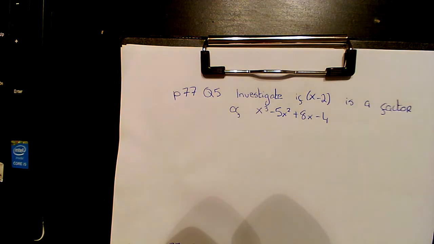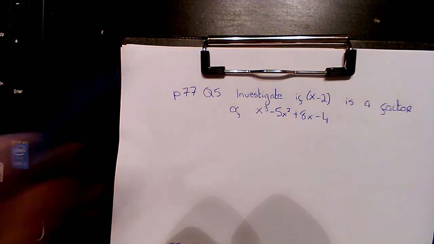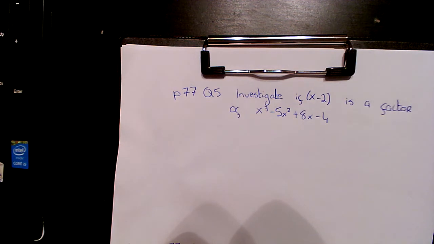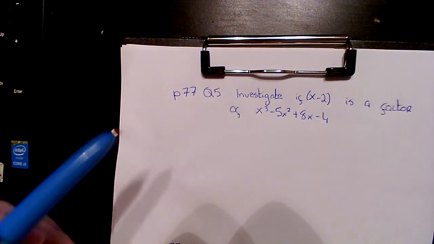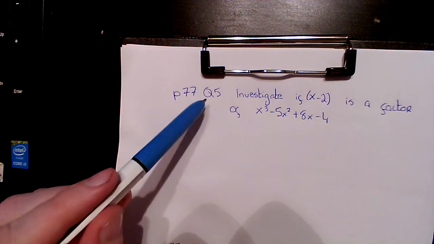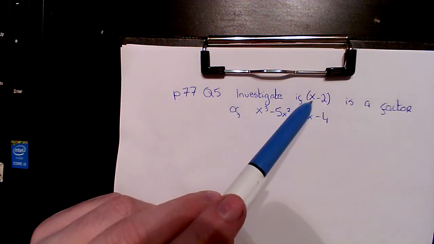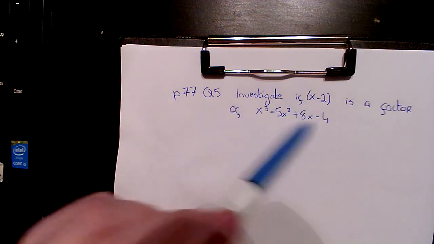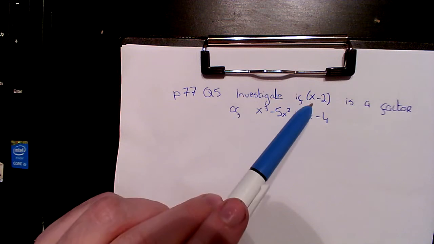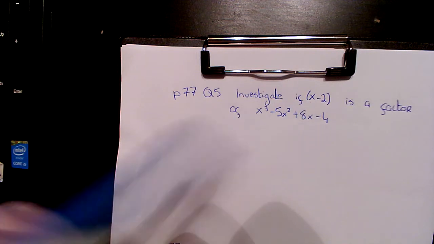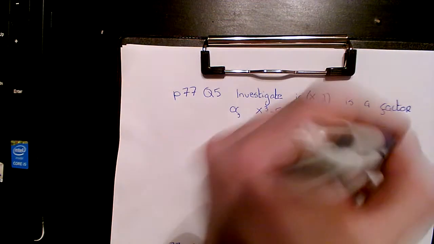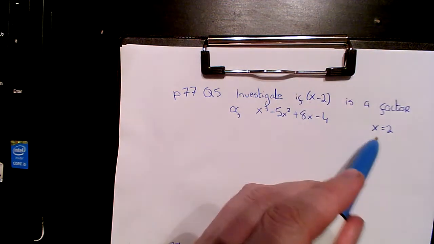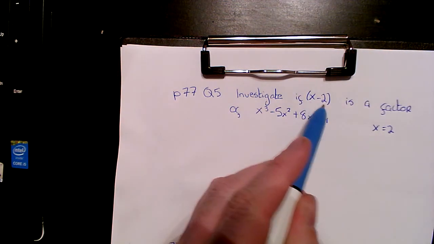Hey guys, so we're dealing with these cubics, and we were dealing with the factor term earlier. I'm just going to go on to some handy questions first and then go on to the factor term. So page 77, question 5 says, investigate if x minus 2 is a factor of this cubic. Well, if x minus 2 is a factor of this cubic, then that means that graph crosses the x-axis at x equals plus 2. So I just changed the sign of this.